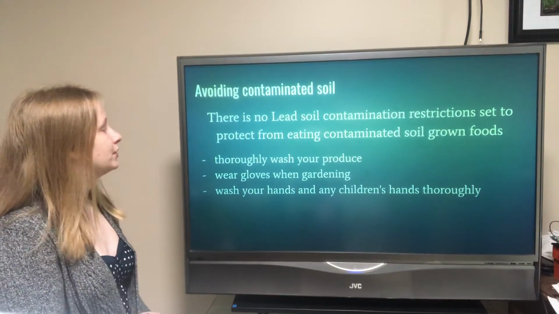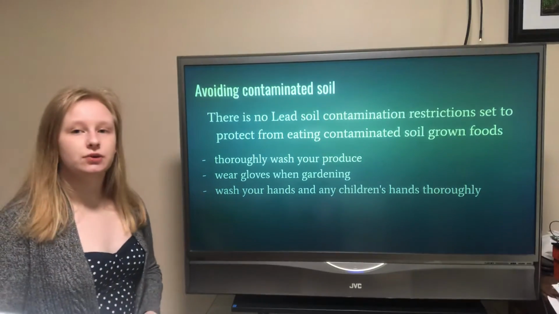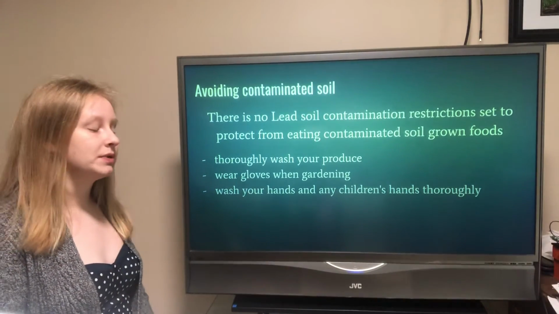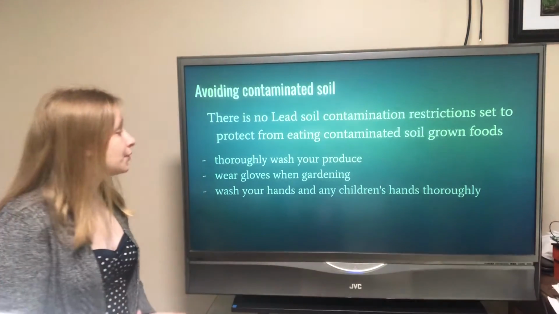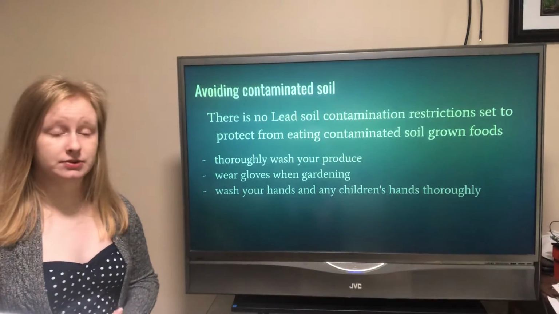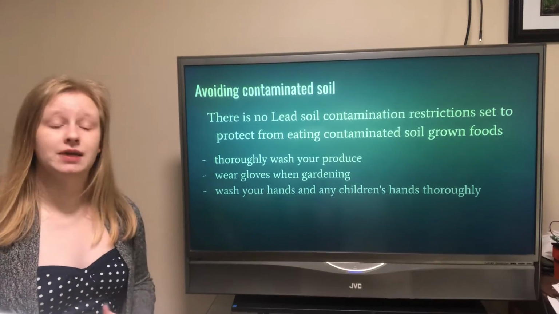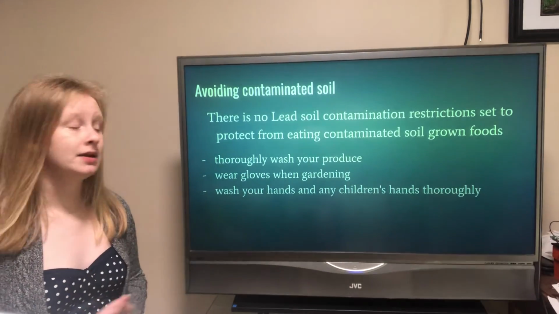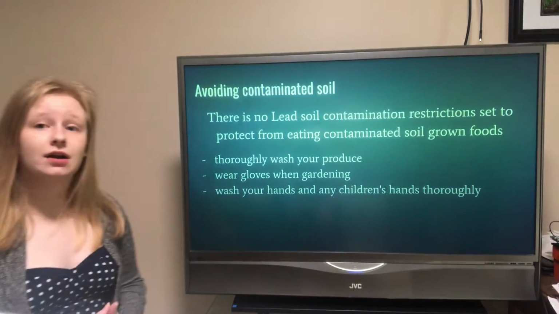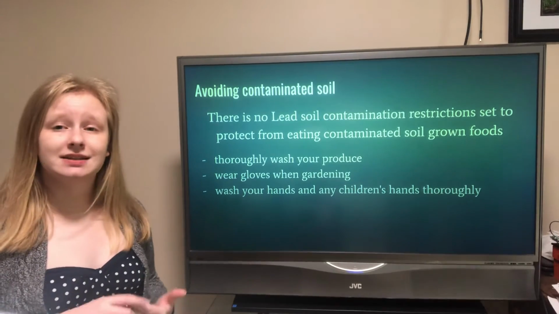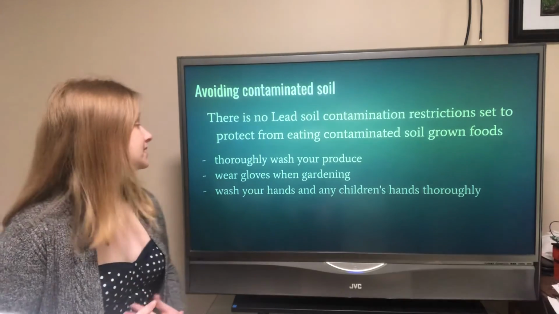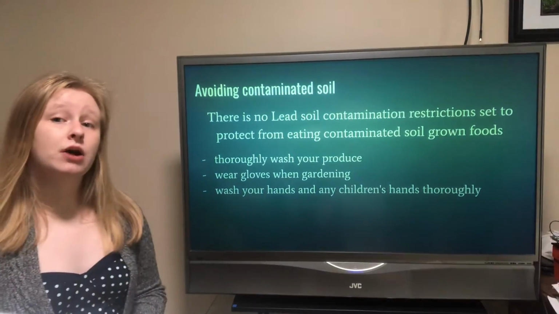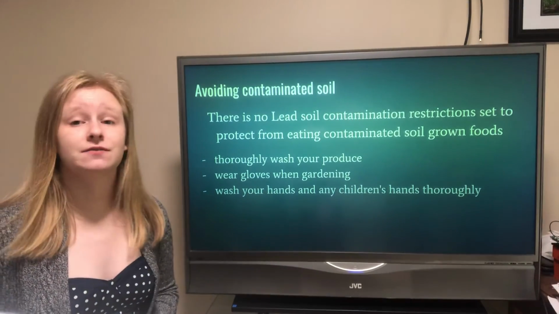Avoiding contaminated soil. There is no lead soil contamination restrictions for protecting you from growing contaminated foods. So, you need to thoroughly wash your produce. Make sure that any soil that is on it is gone. You need to also wear gloves when you're gardening. This is so that you don't accidentally consume it or spread it around to any area where it can be consumed by somebody else. You also want to wash your hands and any children's hands very thoroughly.